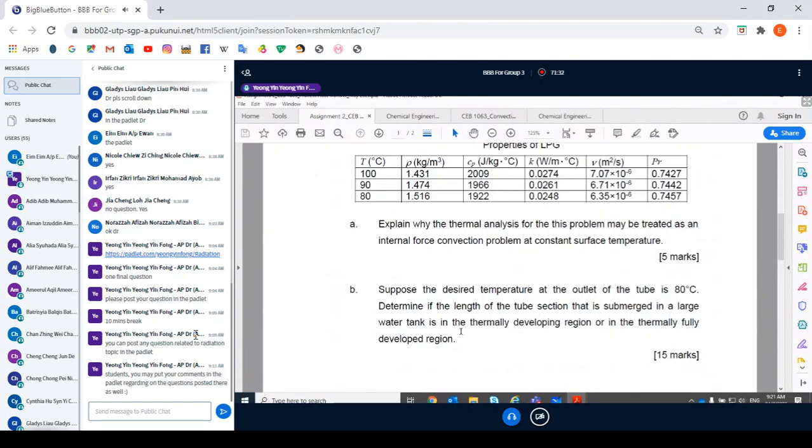Okay, sorry for that. I repeat once again. For part B, you have to start by assuming fully developed region first. Okay? Or either way will do. The reason I asked you to start with the thermally fully developed region is because you have the constant Nusselt value. If you start with the thermally developing region, you need to have some assumption there and then verify whether your assumption is correct or not. If it is not, then you have to repeat.